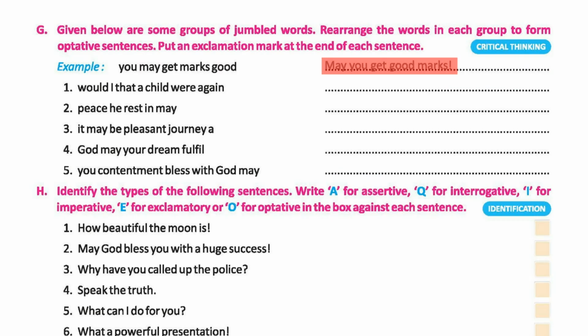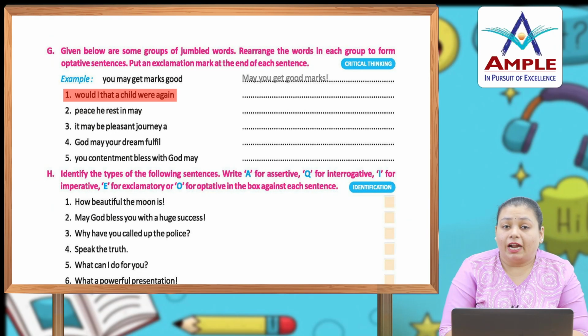Exclamation. Number 1, would I that a child were again. Would that I were a child again. Would that I were a child again! Exclamation mark. Okay. So in this sentence we just arrange these words in a proper manner and write it down like that. Okay, now read the rest of the sentences. They are very easy. You can easily understand where you have to put an exclamation mark and how you will arrange it, and do it on your own.